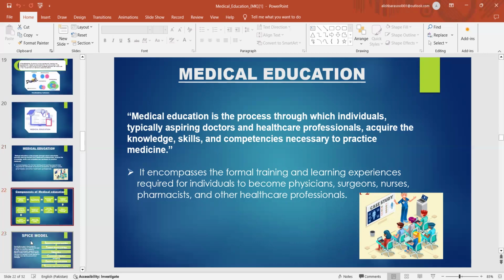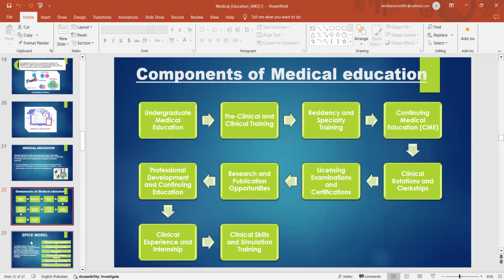and other healthcare professionals. Components of medical education: undergraduate medical education, preclinical and clinical training, residency and specialty training, continuing medical education, professional development and continuing education, research and publication opportunities, licensing, examinations and certification, clinical rotations and clerkships, clinical experience and internship, clinical skills, and simulation training.